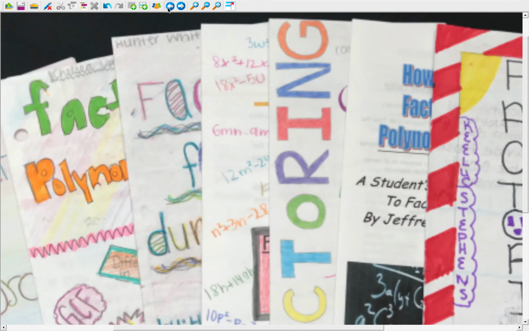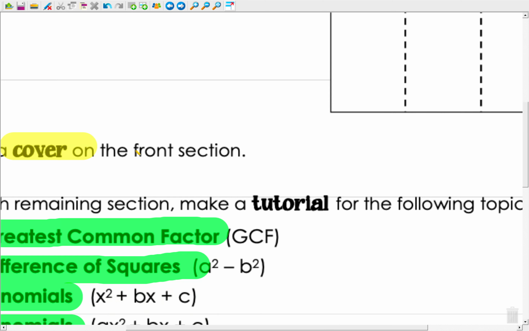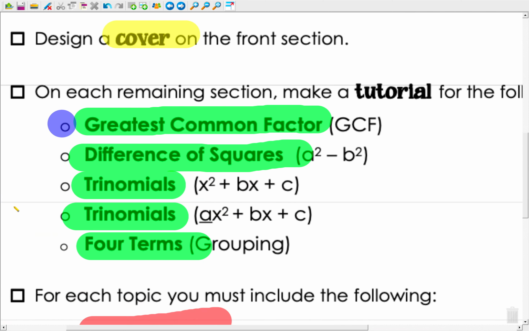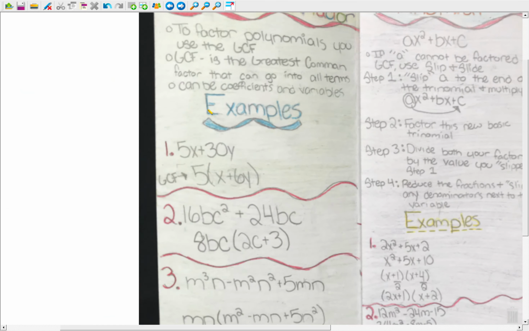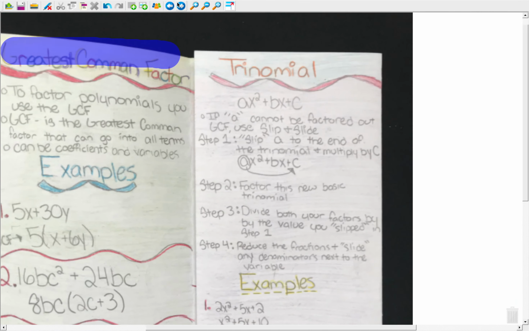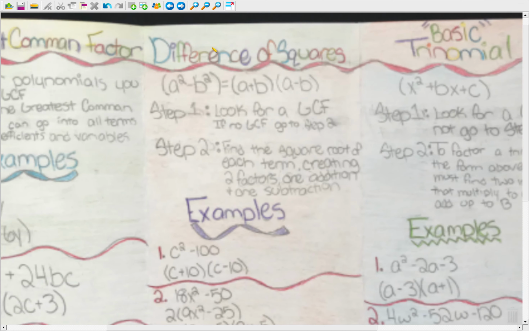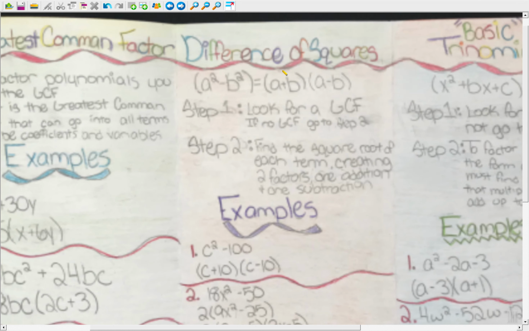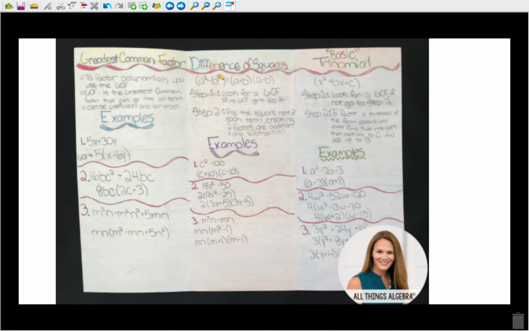The next thing on the list was difference of squares. Okay. That means I'm going to have a section. There it is. Okay. In the middle. This will be the portion in the middle where you have your title and your explanation, examples underneath.